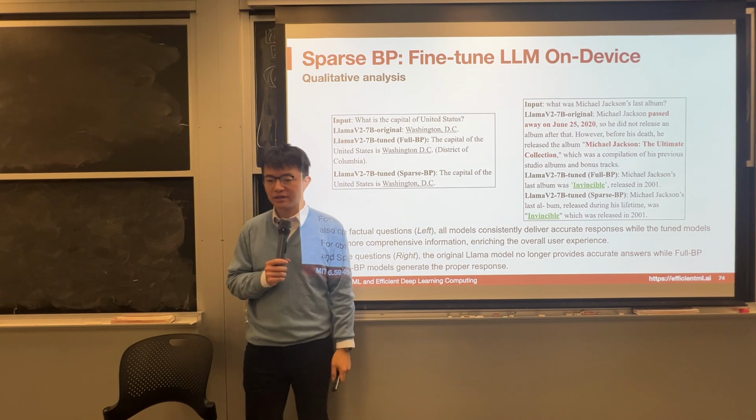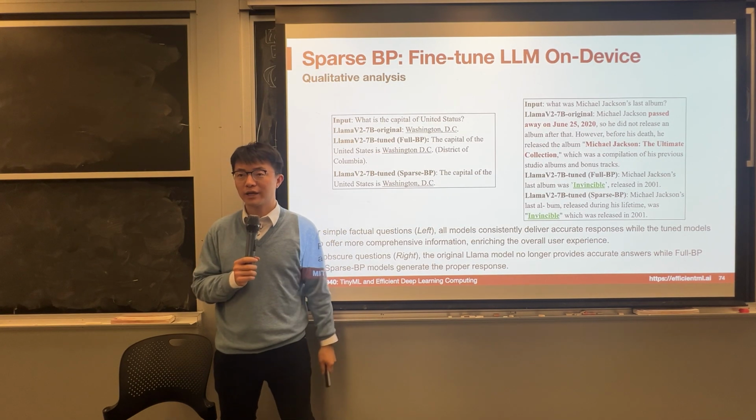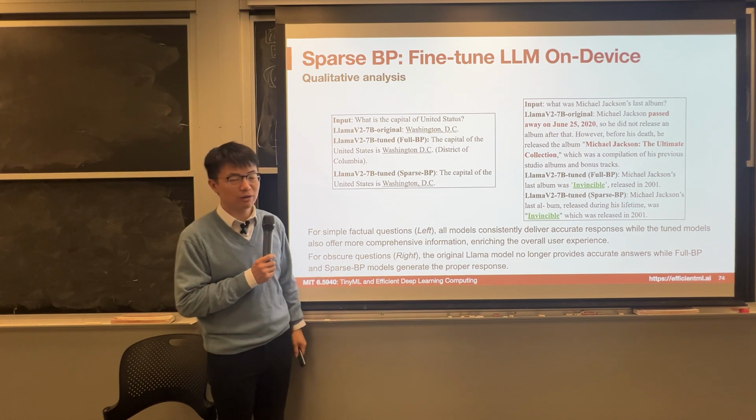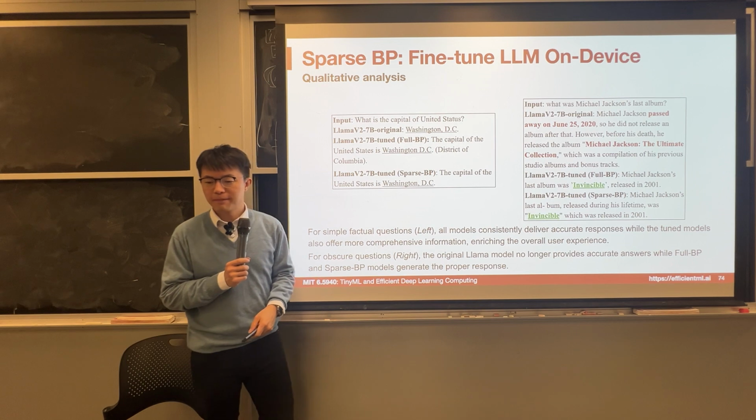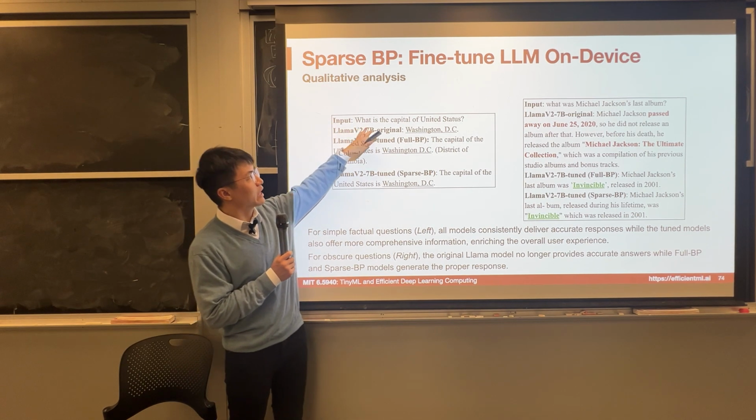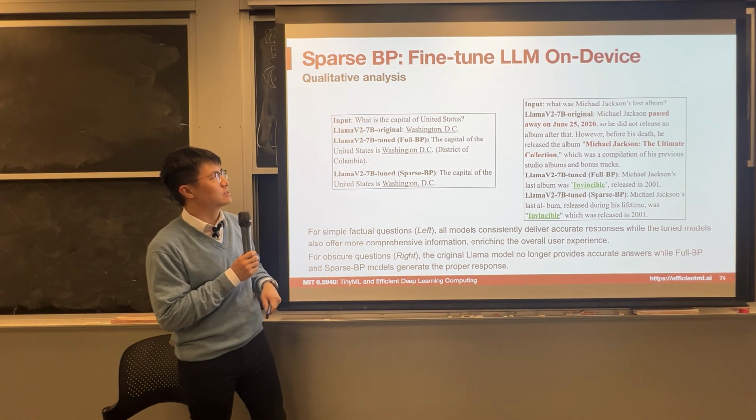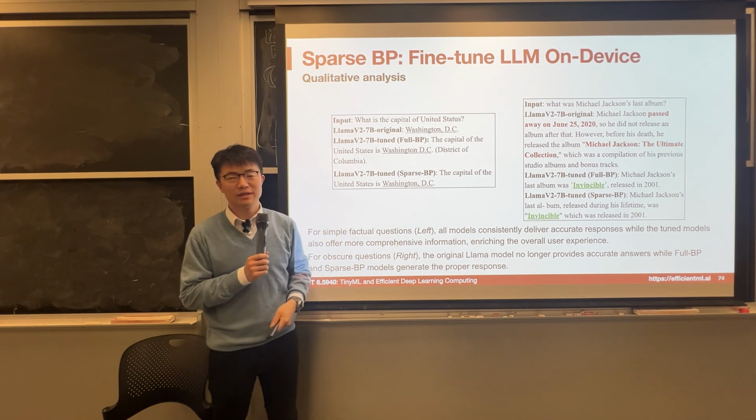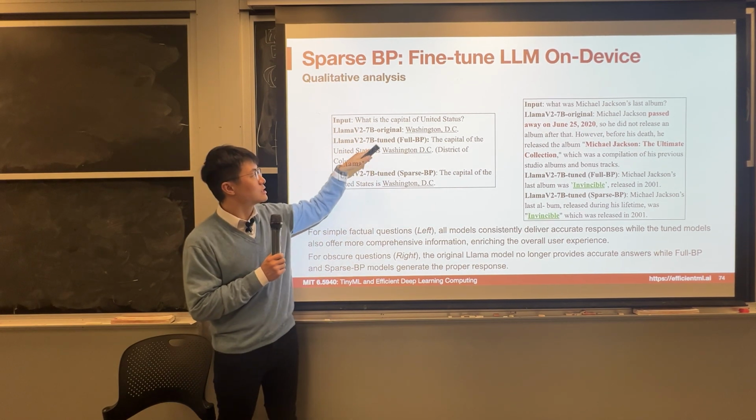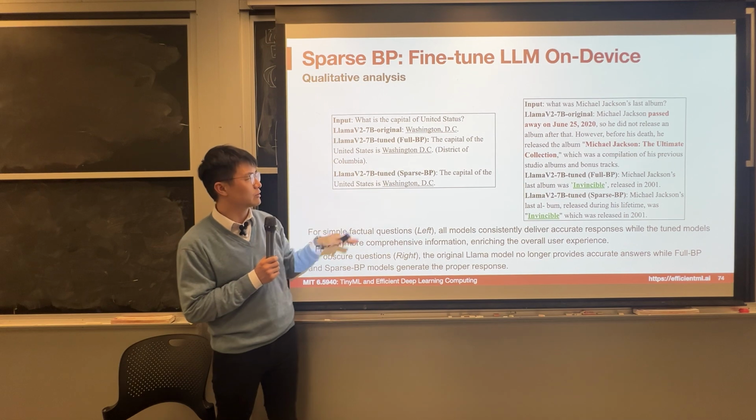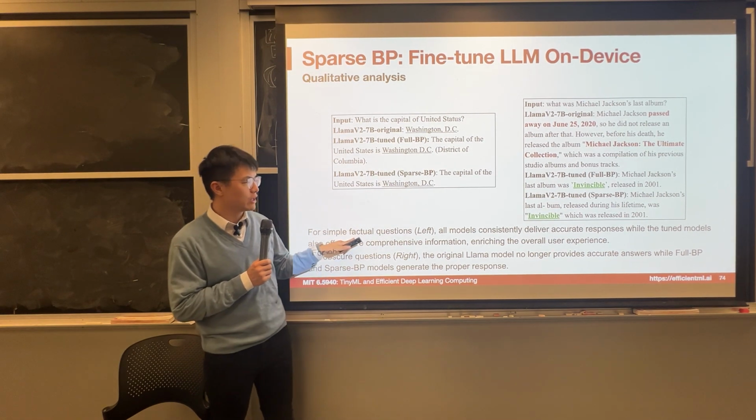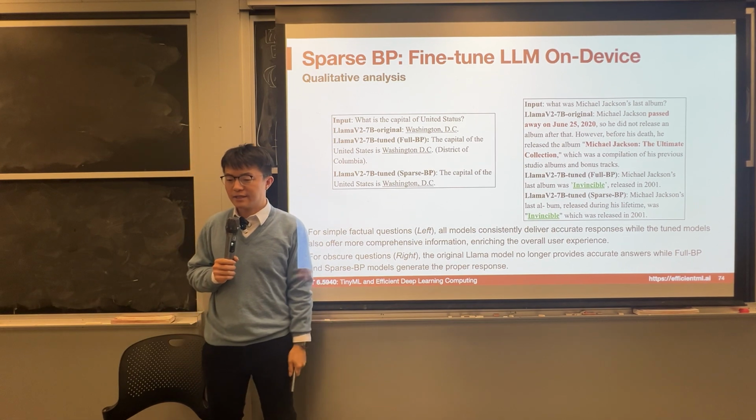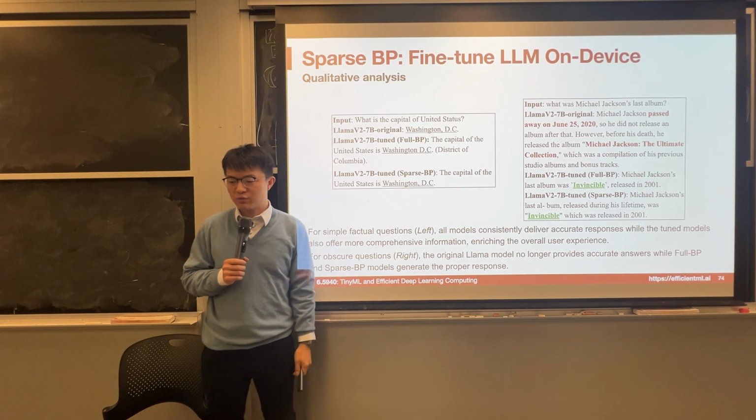Here are some fun examples about sparse backpropagation, about fine-tuning a large language model on device. We do some qualitative analysis. The input is, what is the capital of the United States? The original Llama 7B says Washington, D.C. Full backpropagation also answered correctly. Sparse BP also answered correctly. So for simple questions, our models consistently deliver pretty accurate responses.